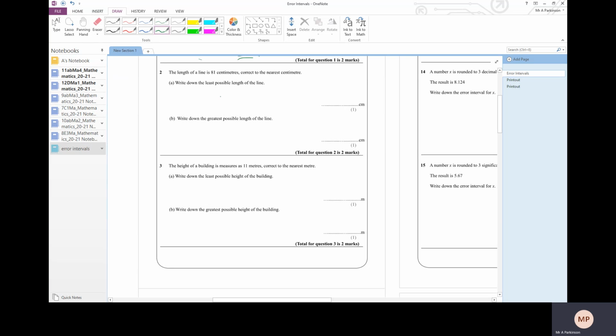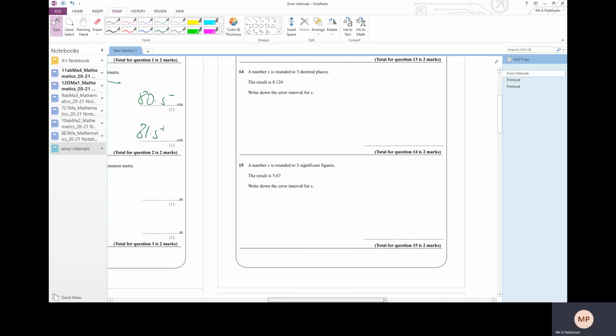81 centimeters, correct to the nearest centimeter, so 81. Let's write that again. 81, up and down by 1 centimeter, so 82, 80. Find the middle values, so that's 80.5 and 81.5. So the least possible, smallest, is 80.5, the greatest possible, largest, is 81.5. And it carries on that way. This is 11 meters, nearest 1 meter, so therefore up and down by 1, etc. They all carry on the same way.